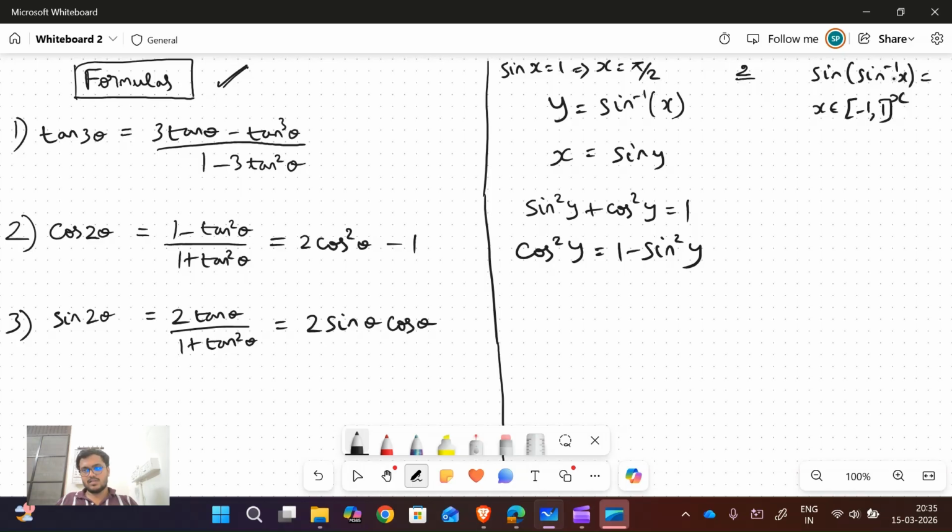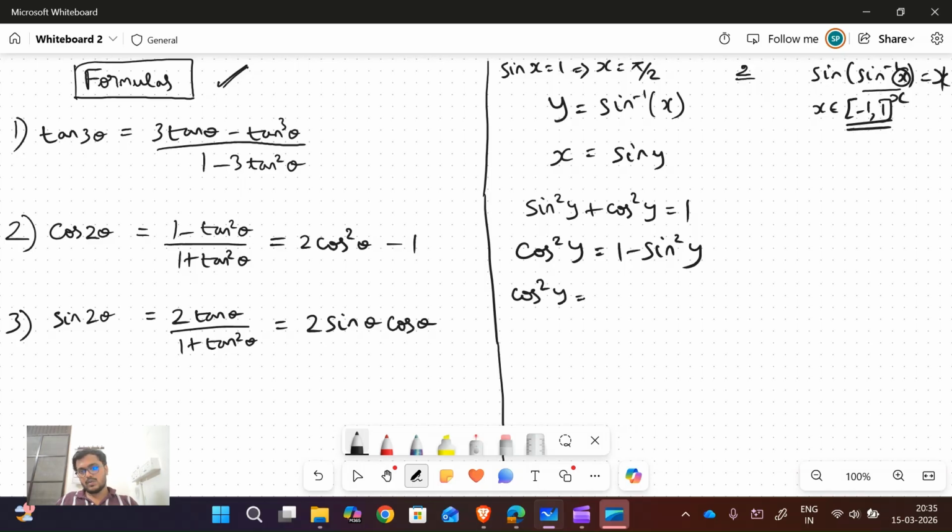So if you put 1 in this function, you'll get sine inverse of 1. Sine inverse of 1 is nothing but pi by 2 only. Again, sine of pi by 2 is 1 only, no? So you get this x value only in this domain, okay? That's what I'm doing here. Sine of sine inverse x is x.